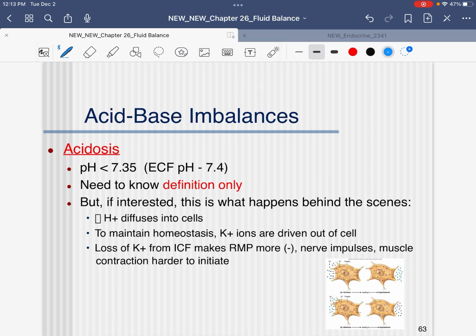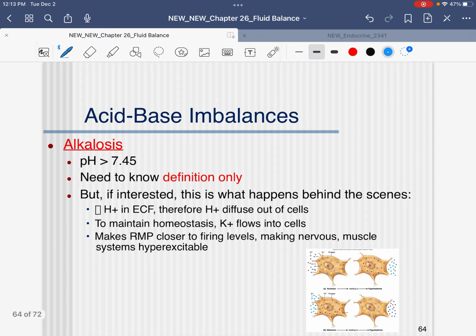Some things just to finish this out. Make sure you know what the definition of acidosis is. Acidosis is when the pH drops below the normal range. You don't have to know all the specifics, just know the definition. Acidosis: when the blood pH drops below the normal range. What is alkalosis? When the blood pH goes above the normal pH range.